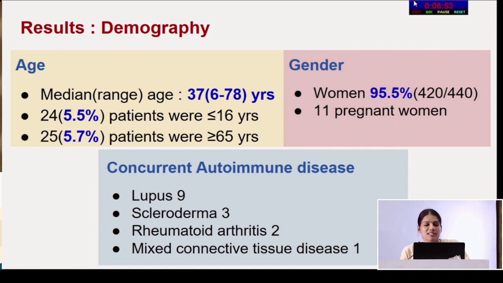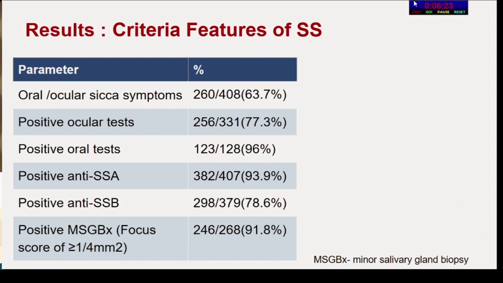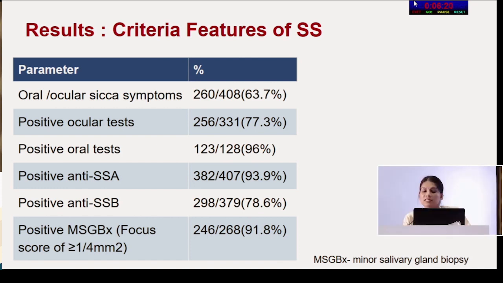Concurrent autoimmune diseases seen in these patients were lupus in 9, scleroderma in 3, rheumatoid arthritis in 2, and mixed connective tissue disease in 1. And talking about the criteria features of Sjogren's syndrome, ocular or oral sicca symptoms were reported in 63.7% only. But if you look at the objective testing, positive ocular testing was seen in 77.3%, and positive oral testing in 96%. Please look at the denominator here. Oral tests were done only in 128. That is a very small percentage. This was the least performed test, but you can see the high yield in oral testing.